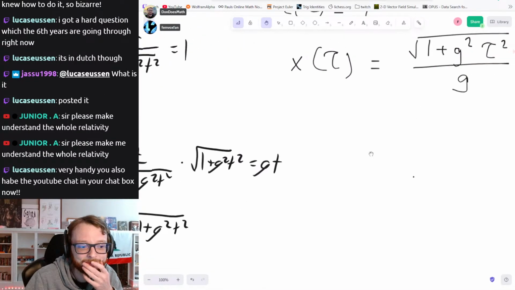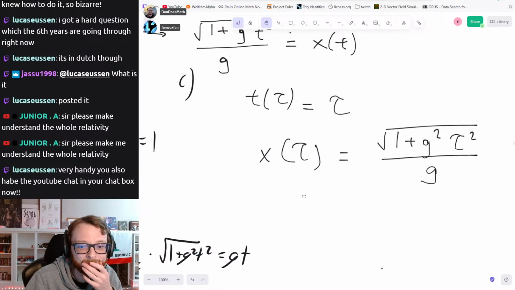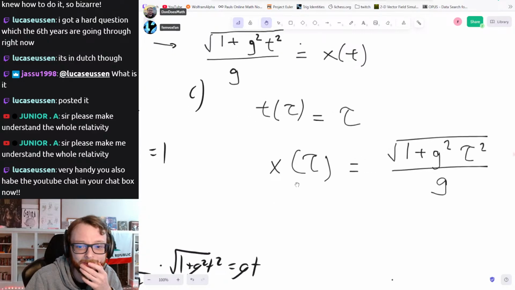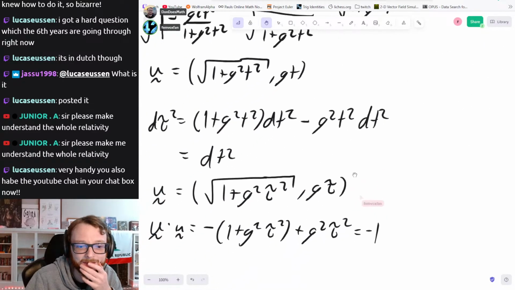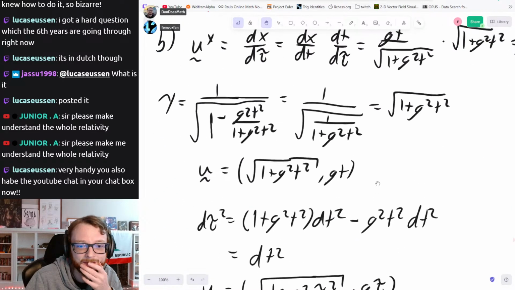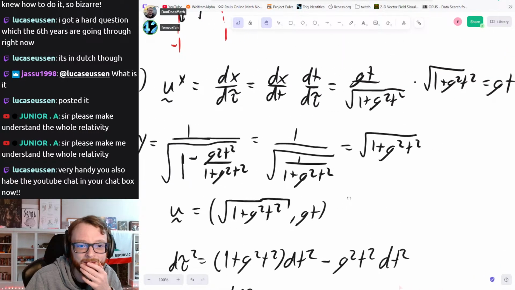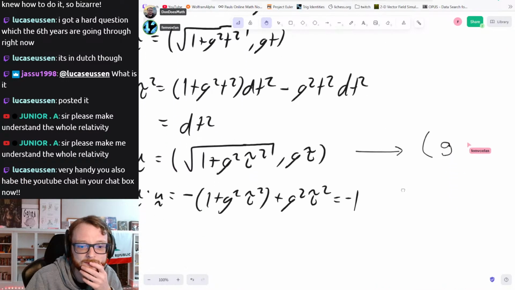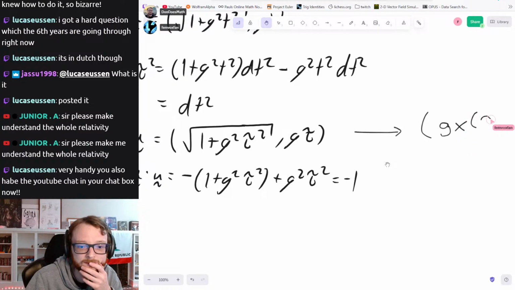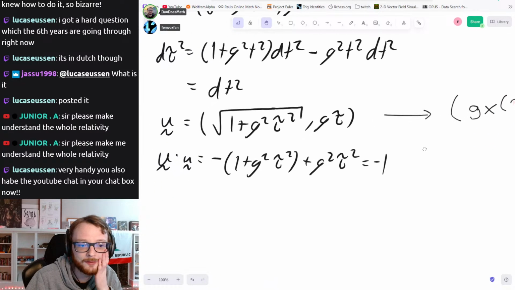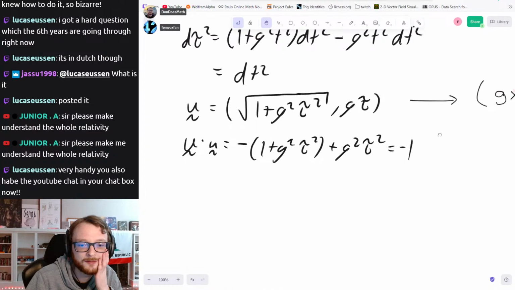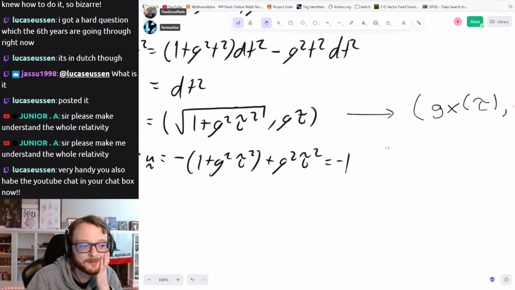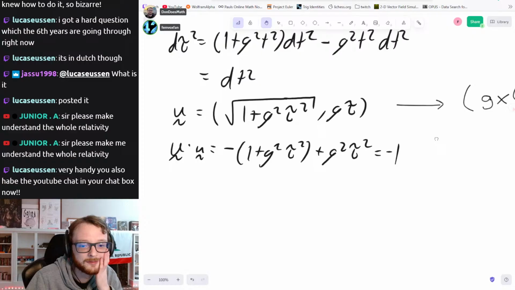Yeah, Lucas. So let me write something here. So this could be, if you use what we had up there, this is g times x of tau. Would we need to divide by a gamma or something? Is that the key? I don't think so. And g times t of tau.